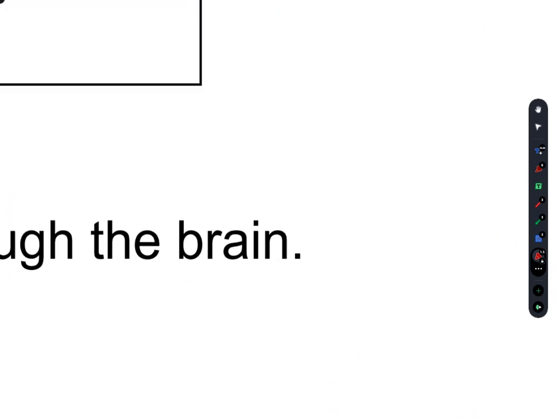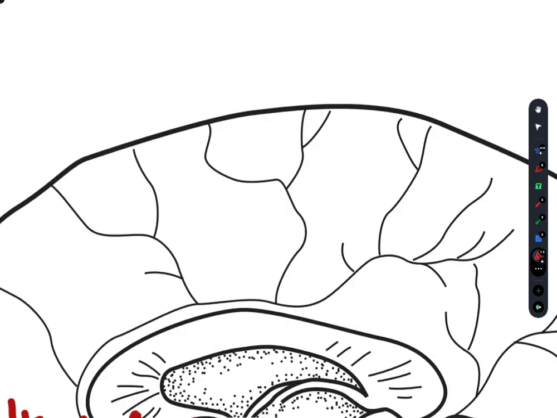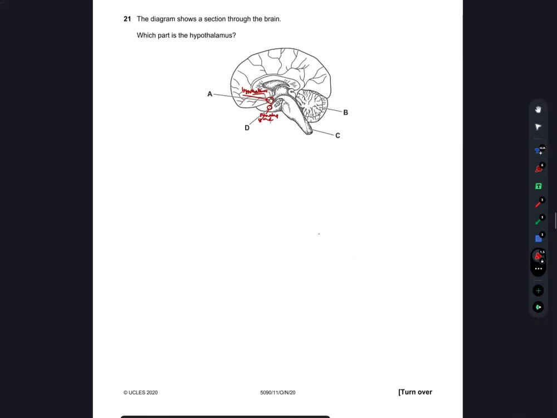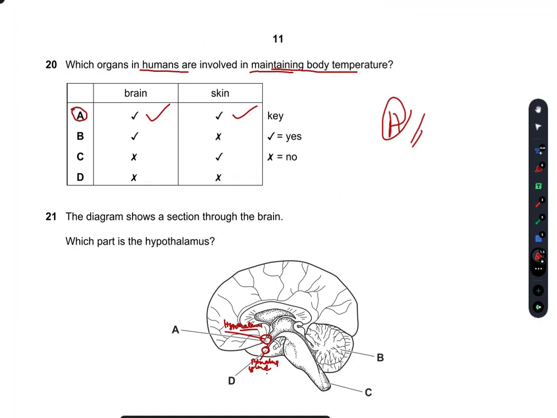That's what we have to find. So this is the hypothalamus. How can I zoom this? No, now it's ready. So A is the right option.